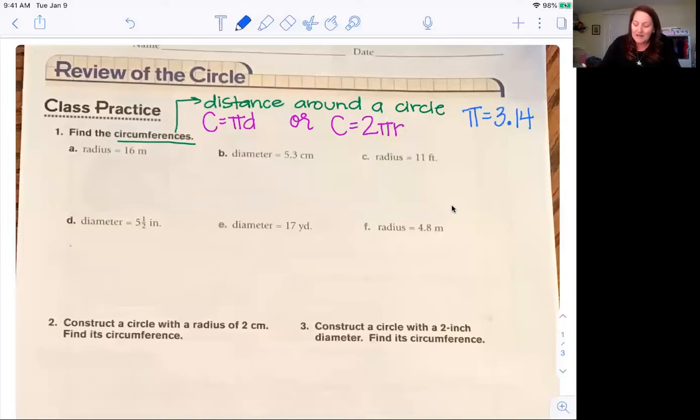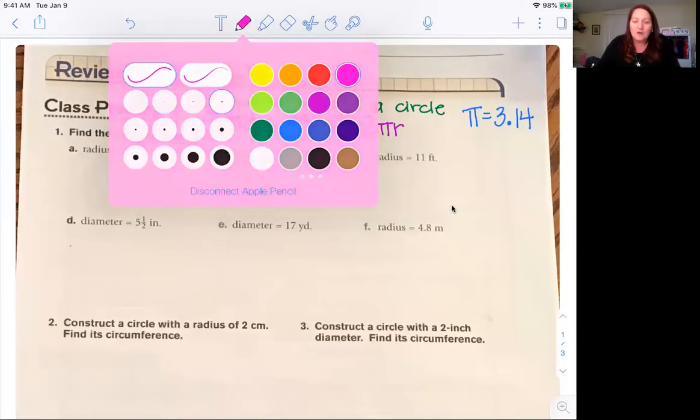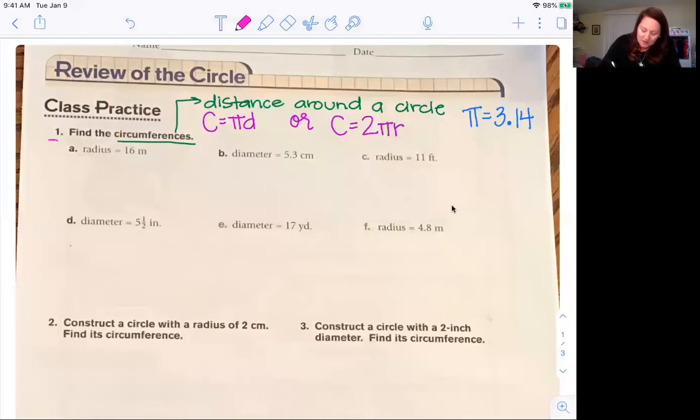Remember, I like to start with a little circle, okay, just to show us. So number 1, I have a circle, and I'm going to label it. And my circle has a radius of 16 meters. My radius is 16 meters. Okay, so I'm going to use the formula what? C equals 2 pi r, or 2 times pi times the radius. C equals 2 times 3.14 times 16.